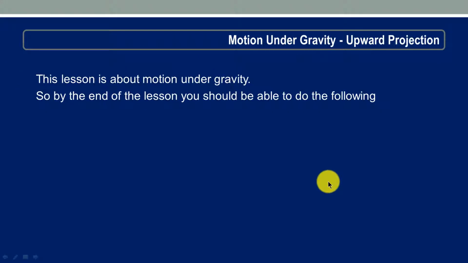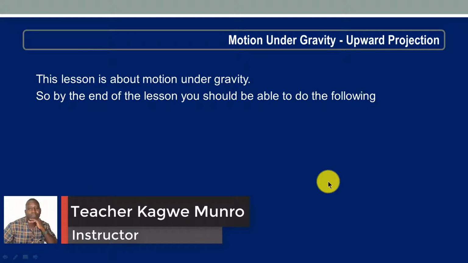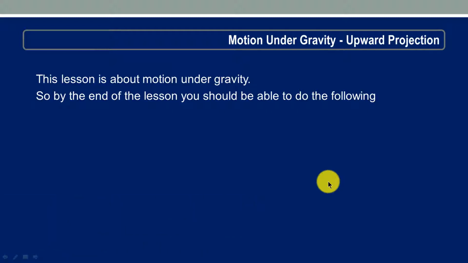This lesson is about motion under gravity. We are going to consider a situation where the object is projected vertically upwards from a point, and then it comes back to the point of projection. So by the end of the lesson, you should be able to do the following.